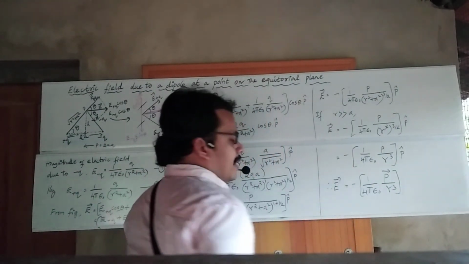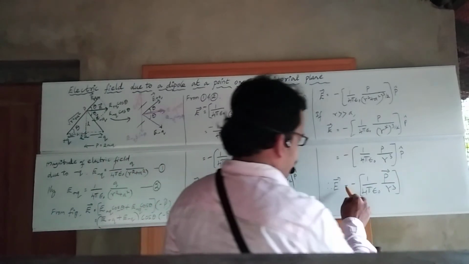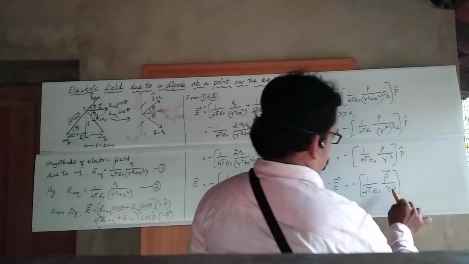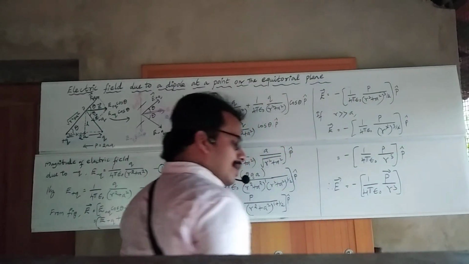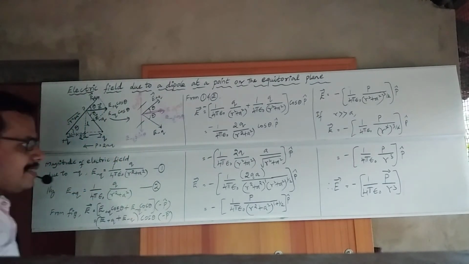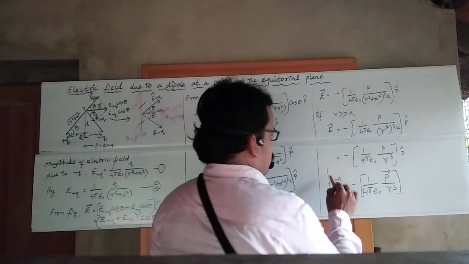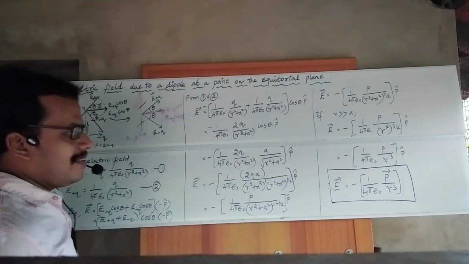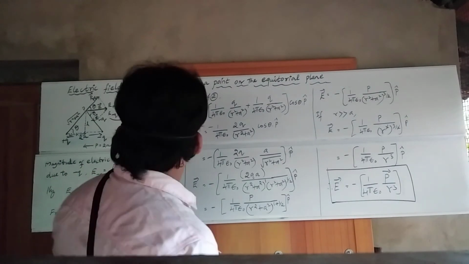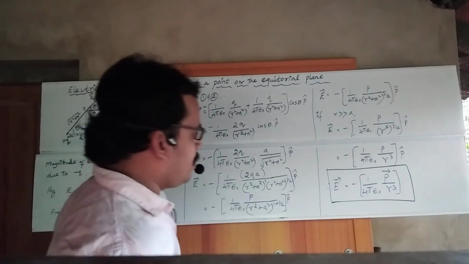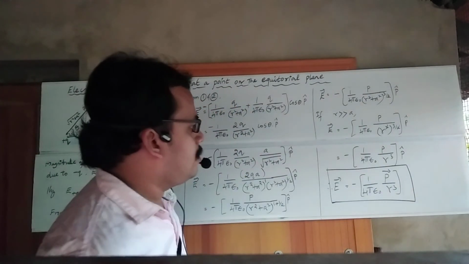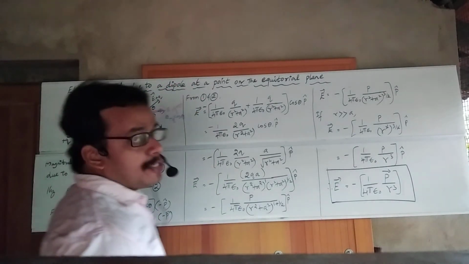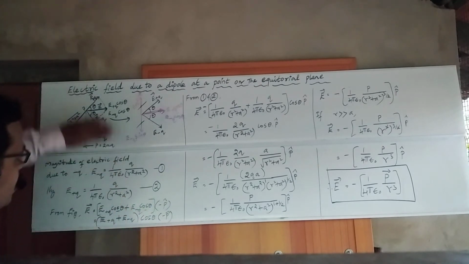So finally I can write E is equal to minus of 1 by 4 pi epsilon naught P by R cube. What is this P? P vector, dipole moment. Dipole moment is a vector. So this is the equation that we have derived now, right? The equation, it is for what? It is for electric field due to a dipole at a point on the equatorial plane.